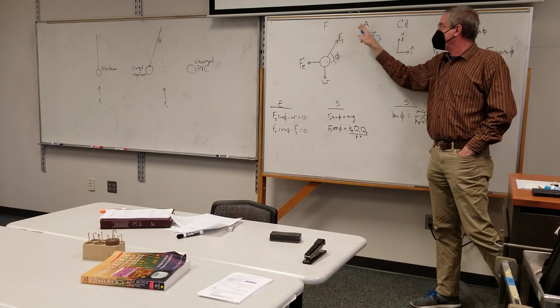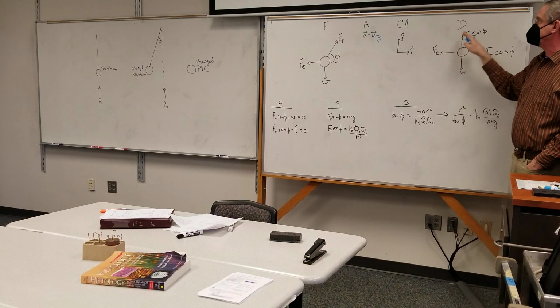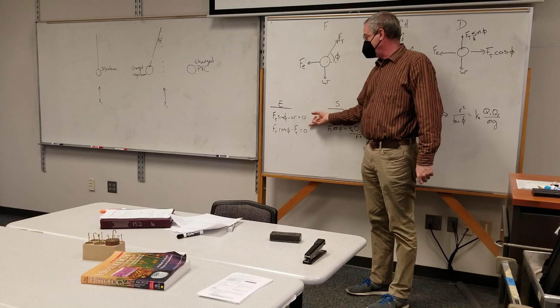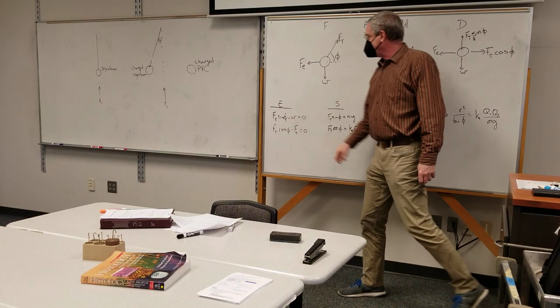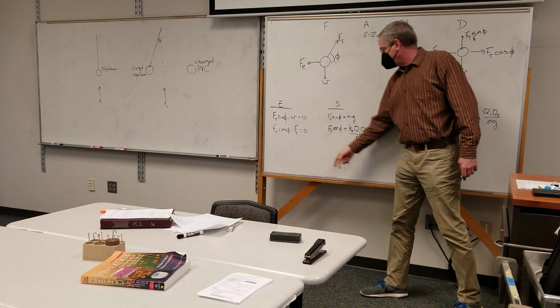So force diagram, acceleration, coordinate axes, decomposition, the equations of motion, plug it into F equals ma. Since A is 0, we just have mass times 0 on the right-hand side. Left-hand side, vertically, we've got Ft sine phi minus the weight is equal to 0. And horizontally, Ft cosine phi minus the electric force is equal to 0. Substitution, we have a formula for weight. We have a formula for the electric force.